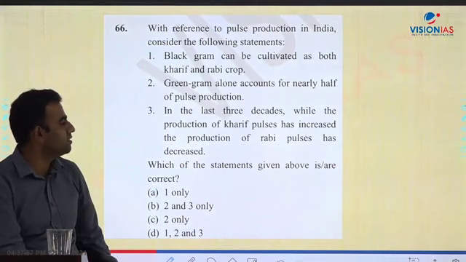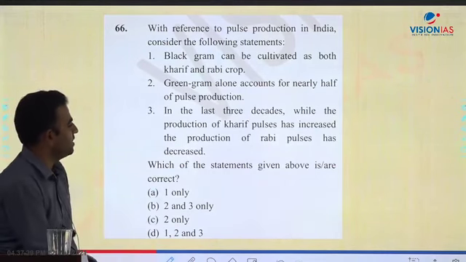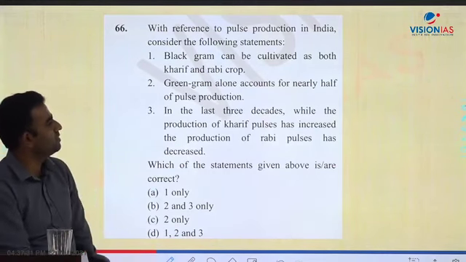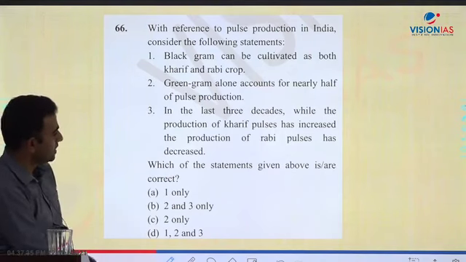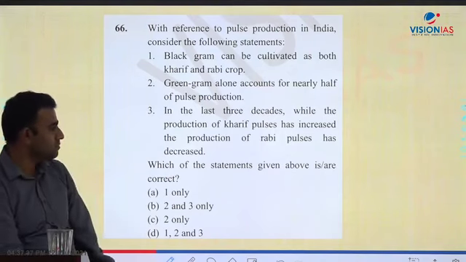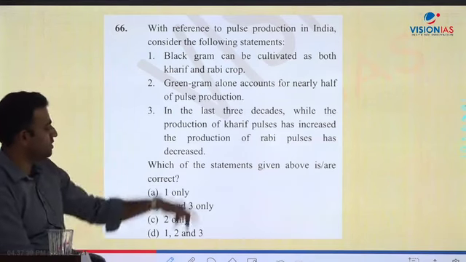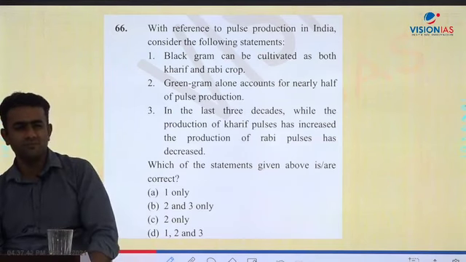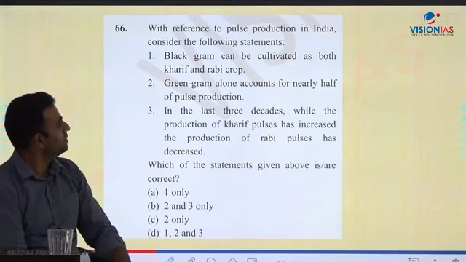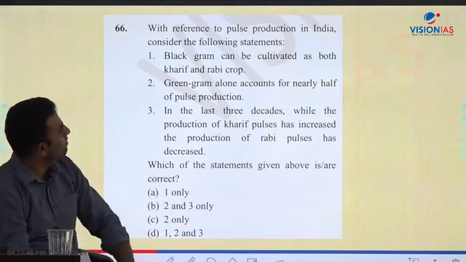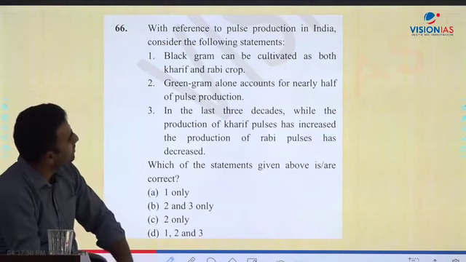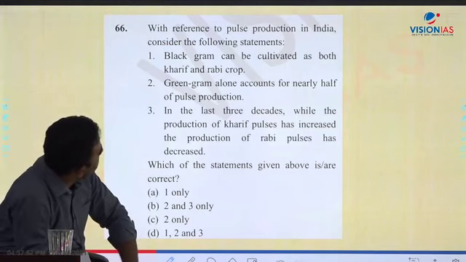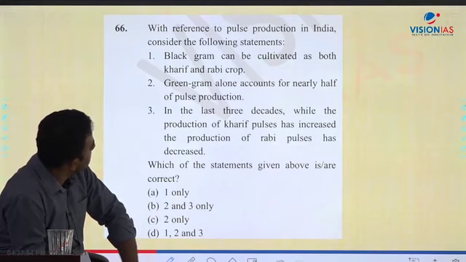So this is one bit tricky question, that's why I said you should please try to remember the names of these. Which is black gram, which is green gram, and this is related to the trend. If you know a very basic idea about this, you can easily answer this. Okay, black gram is basically urad dal. Urad dal is called black gram. It can be cultivated as both kharif and rabi crop. So this is a little tricky.